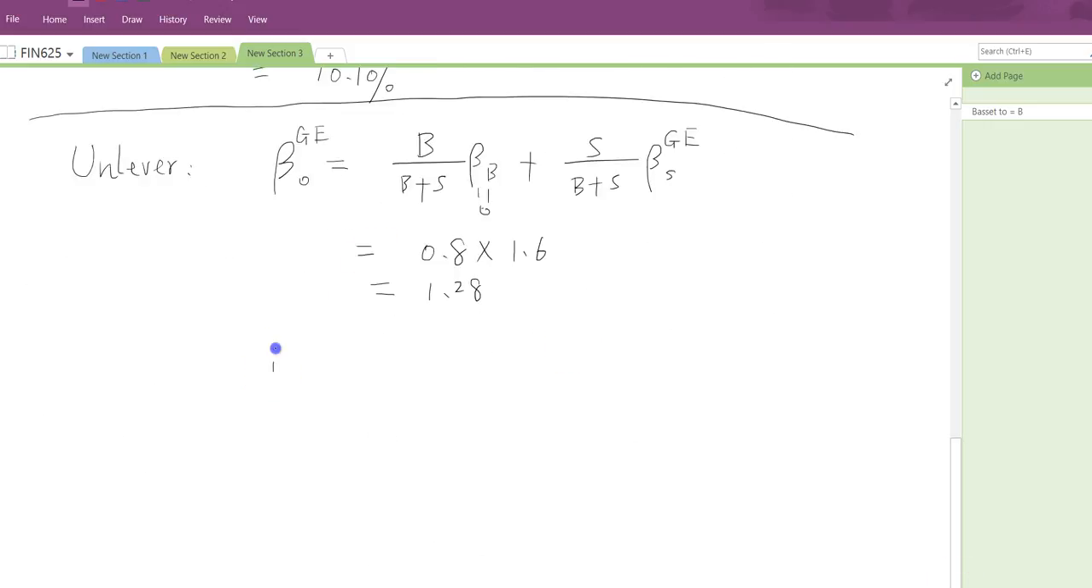Bring this over to our own electronics division because they share the same business risk. And unlevered beta just depends on the business risk. So the beta 0 of our electronics division will be the same as this general electronics, so it's 1.28. And then we do the relever, right? Because we cannot directly use this.